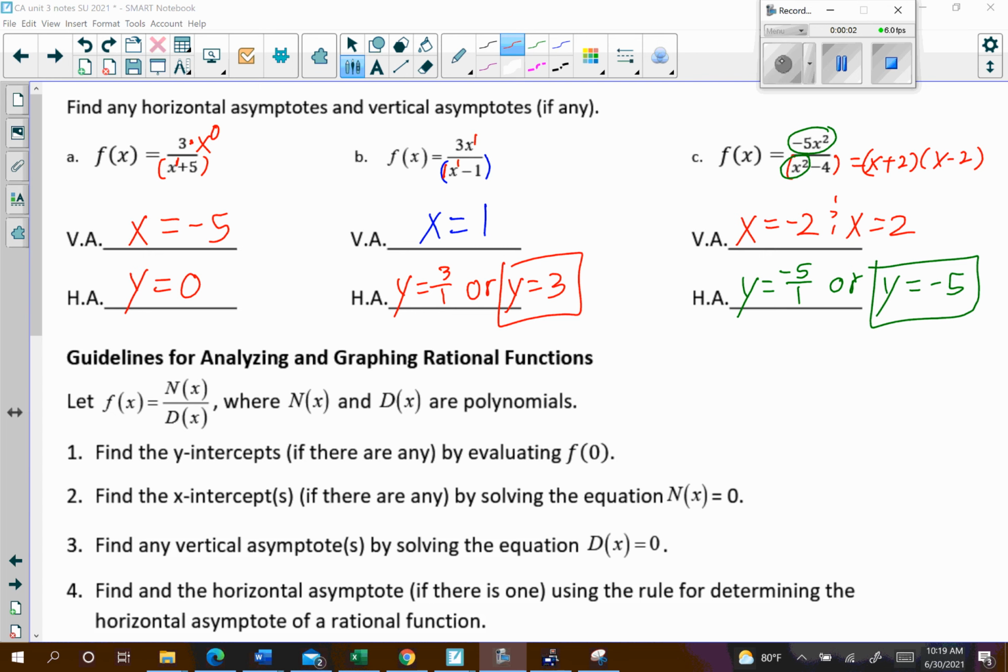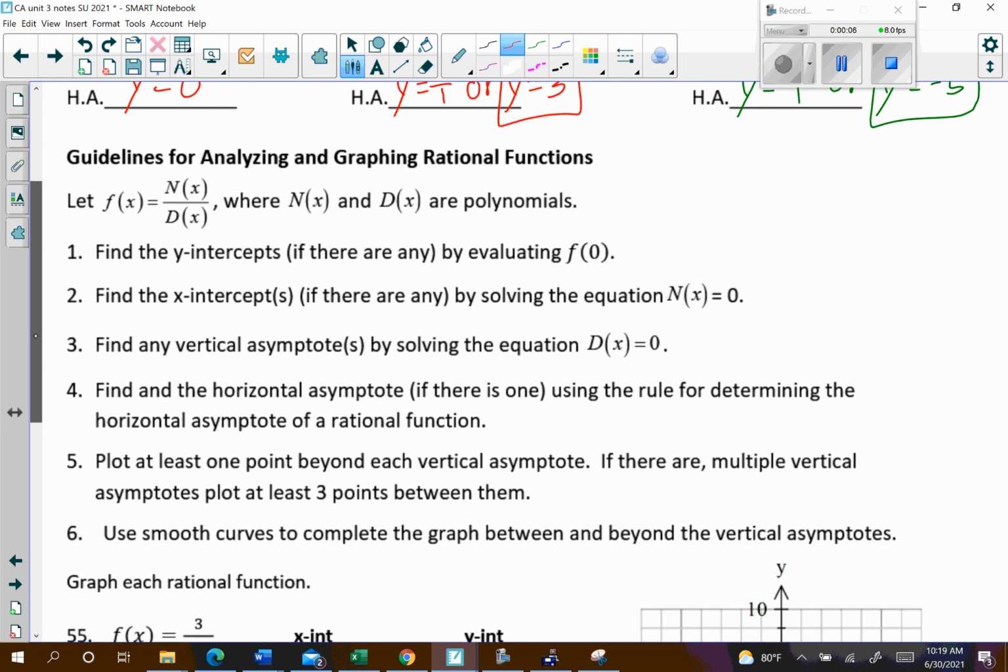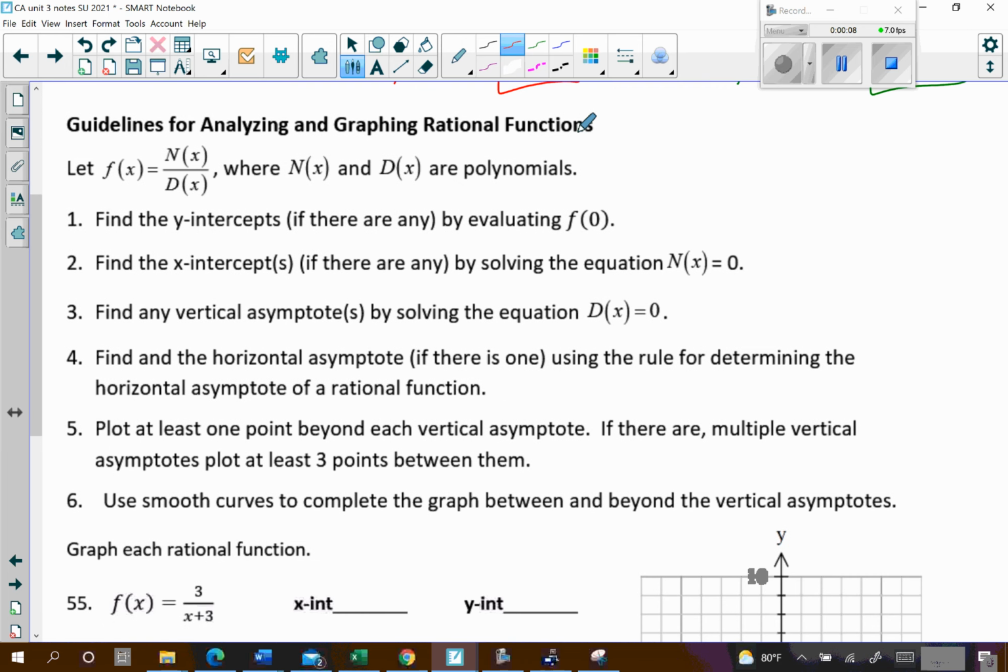All right, now we're ready to go ahead and start graphing these. So let's go over the guidelines for analyzing and graphing rational functions. First, we know what a rational function looks like. It's just a fancy way of saying a fraction.